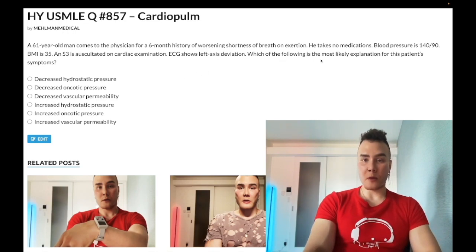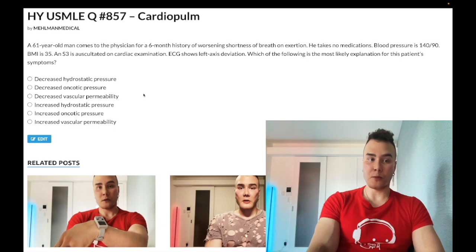Question wants to know which is the most likely explanation for the patient's symptoms here. So look at the answer choices. As I said, it's pass level. It's not going to be a lengthy clip here. So we have presumably a guy with a background of hypertension, obesity, risk factors for dilated cardiomyopathy, as I just preached with the S3, and the left ventricular hypertrophy with the left axis deviation.